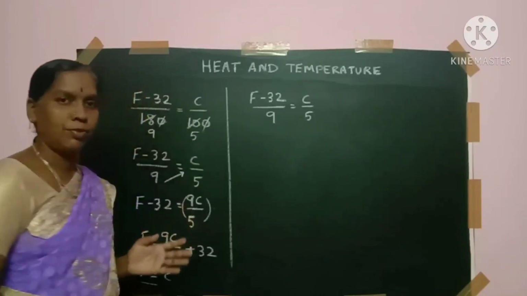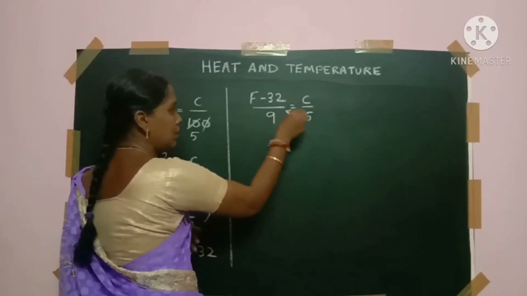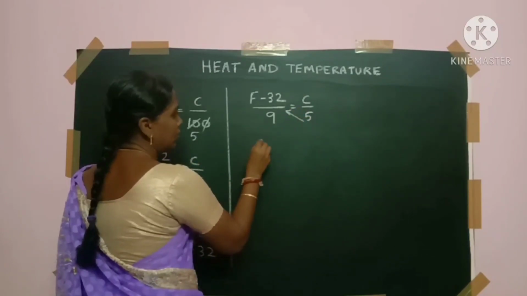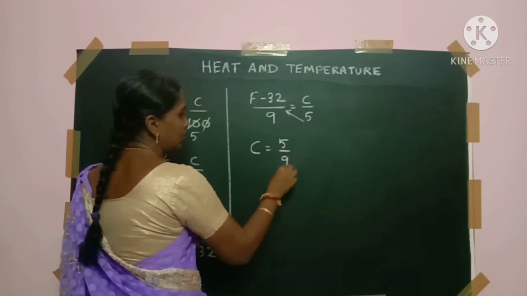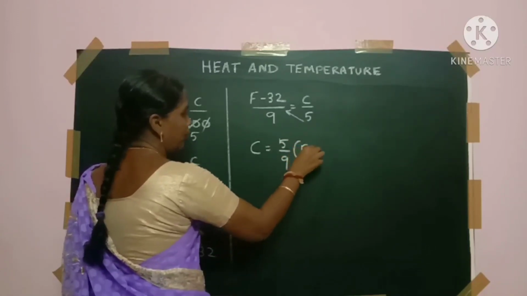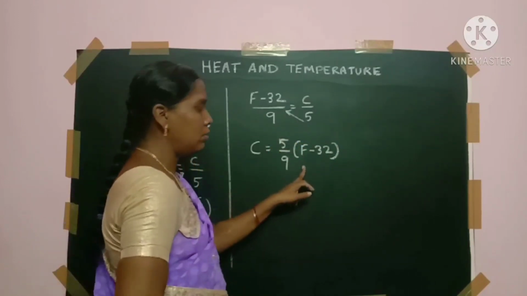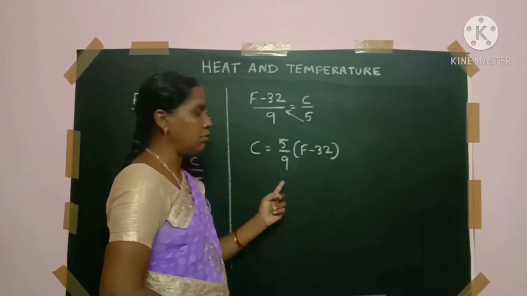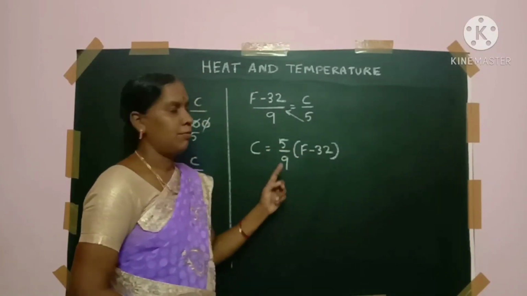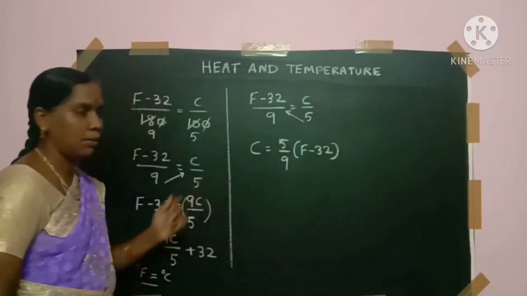So now we are going to find the value of centigrade, C value. So this one will get cross multiply. So C is equal to 5 by 9 into (F minus 32). So F value you have to first subtract with 32, then only you have to multiply with the 5 and divide by 9. Okay, these two formulas I have to keep in mind.